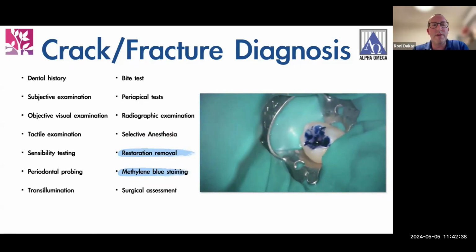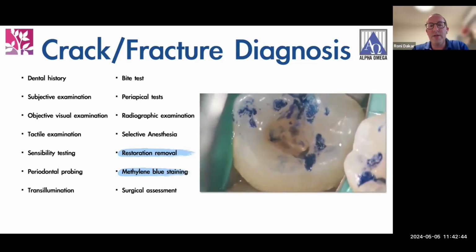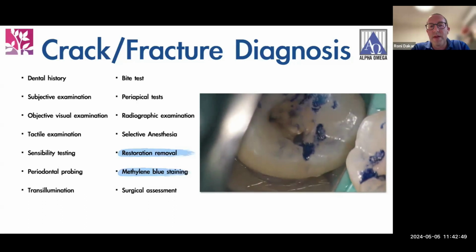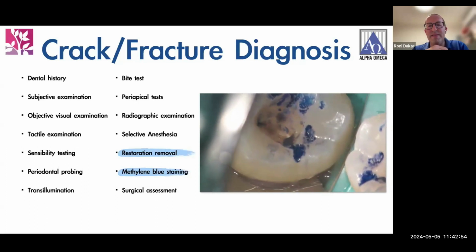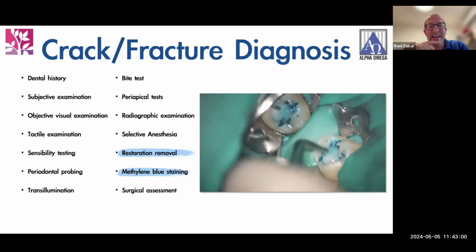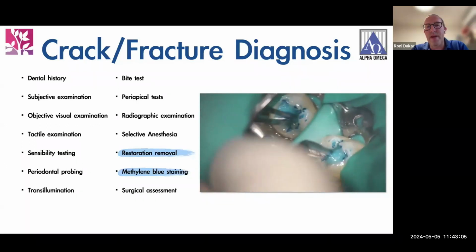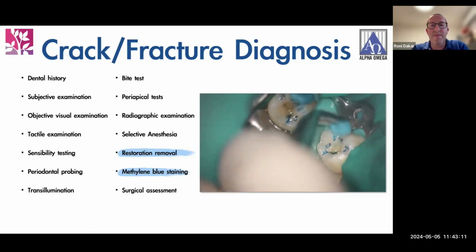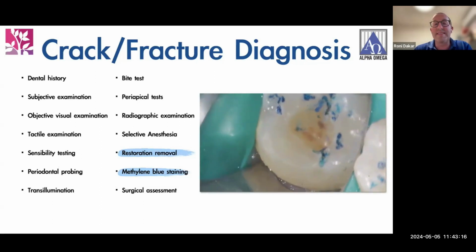Here we can see a patient for whom I removed a composite restoration because we suspected the existence of a crack underneath it. And I was already mentally prepared to perform a root canal treatment, but maybe even beyond the root canal treatment. And there was actually no crack when I removed the restoration and I stained it with methylene blue. I saw no crack on the tooth material. Eventually, I performed a new composite restoration and the symptoms disappeared as if they have never existed.